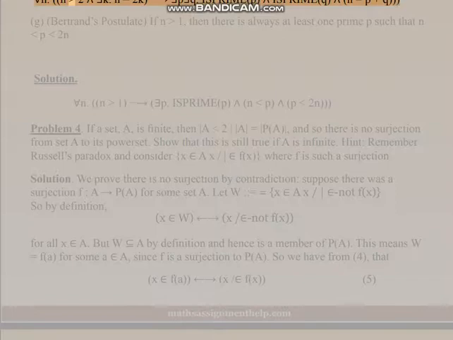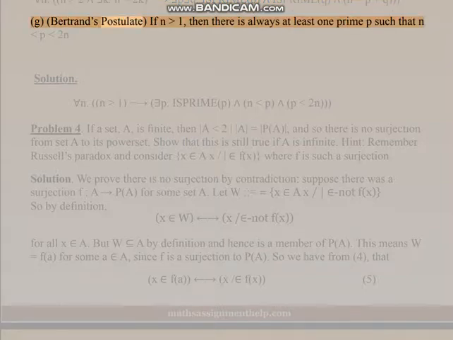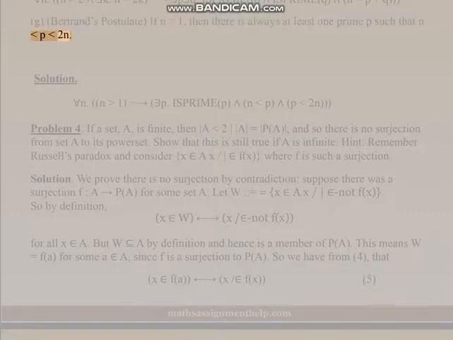For all n greater than 2 and there exists k, n equals 2k, implies there exists p, there exists q, is-prime(p), and is-prime(q), and n equals p plus q. (g) Bertrand's postulate: if n greater than 1, then there is always at least one prime p such that n less than p less than 2n.